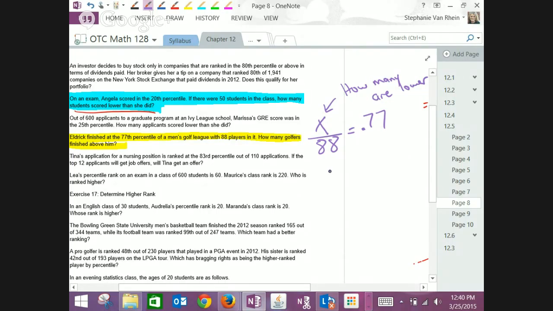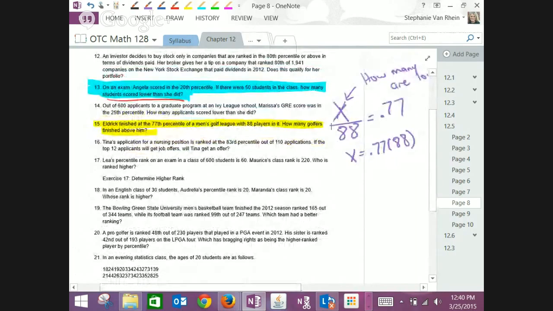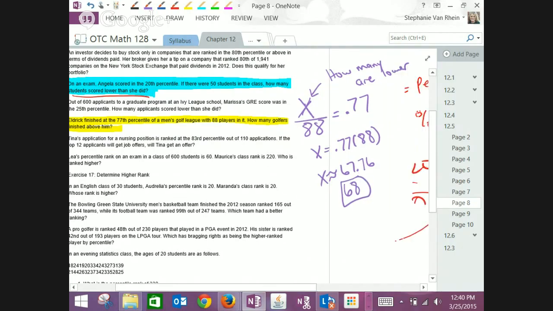Right. So lower than 88, this X would be how many are lower than 88. Or sorry, how many are lower than our scorer. So what did we get for X here? 0.77 times 88? 67.76. So we round that up or down. Let's say we'll round it to 68. 68 people are lower than him.